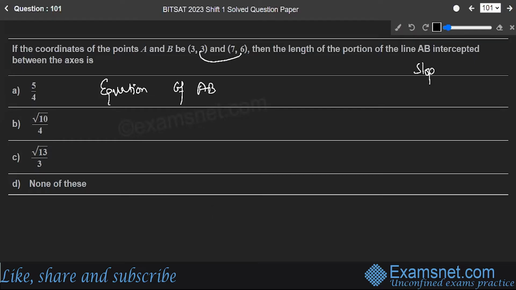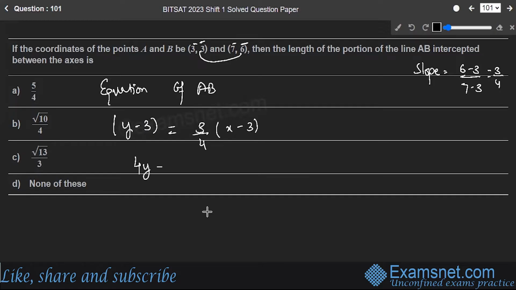So first of all, let's find out the slope of AB. The slope will be given by 6 minus 3 divided by 7 minus 3. This is equal to 3 by 4. This is the slope. So the equation will be framed as y minus 3 is equal to 3 by 4 into x minus 3, or you have 4y minus 12 is equal to 3x minus 9, or you have 3x minus 4y plus 3 is equal to 0.